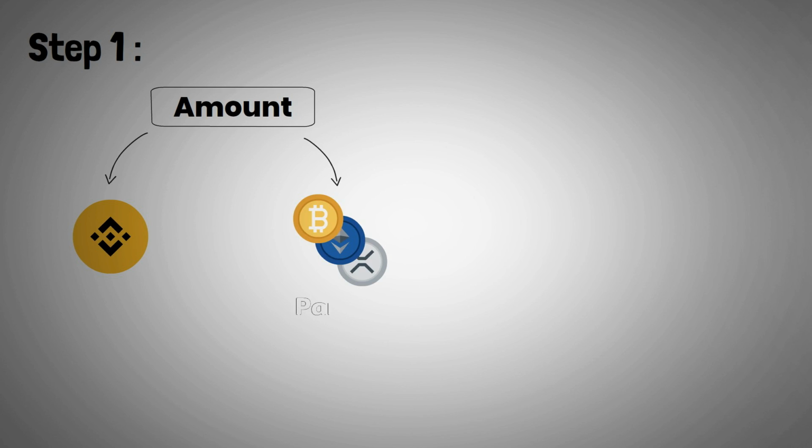Step 1. Select the amount of BNB you wish to buy. It should basically correspond with the amount of cryptocurrency tokens that you wish to buy on PancakeSwap. For example, buy $200 worth of BNB if you are looking to purchase $200 worth of cryptocurrency tokens across PancakeSwap.